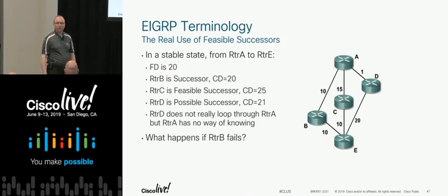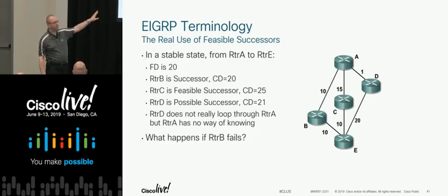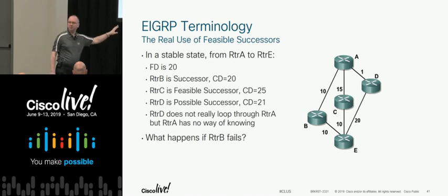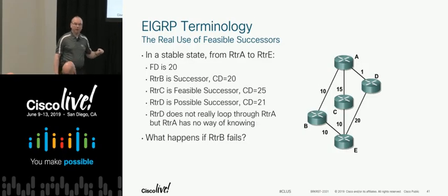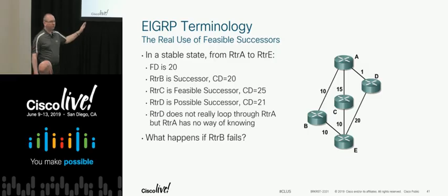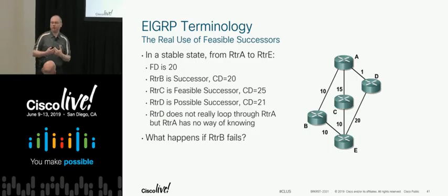Let me, however, change the metrics a little. What I've changed is the links between A and D, and then D and E. Now, if you look closely, the best path is through B for 20. Then we have a path through C, which is 25. But because C reports a distance of 10, while, again, I'm assuming they've just started, my best distance and also the feasible distance is 20, C passes. His 10 is smaller than my 20.